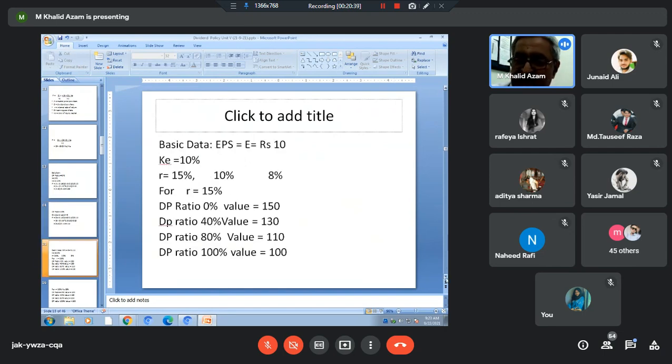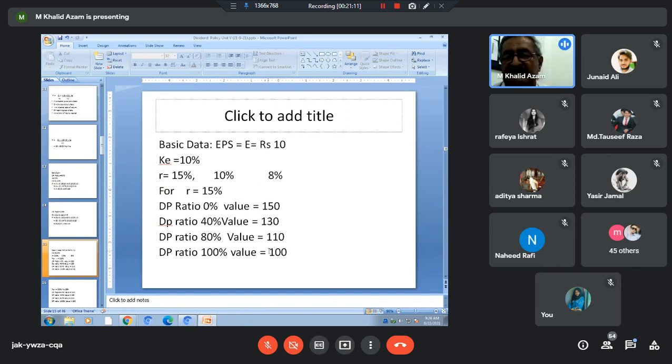Now try to see here. So here I have taken these figures. DP ratio, no dividend, 0. Value is 150. When you are paying 40% dividend, value is 130 rupees. When you are going to pay 80% of your earning in the form of dividend, value is 110 rupees. When you are going to pay 100% dividend, it has reduced to 100 rupees.